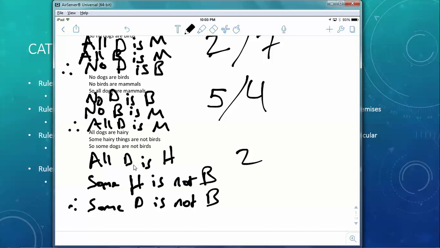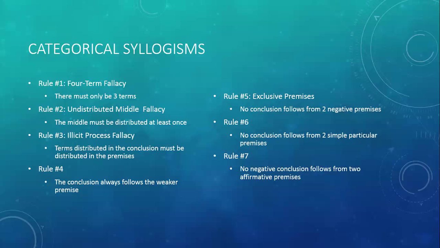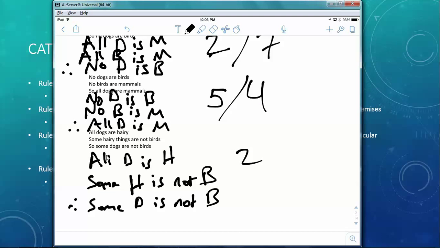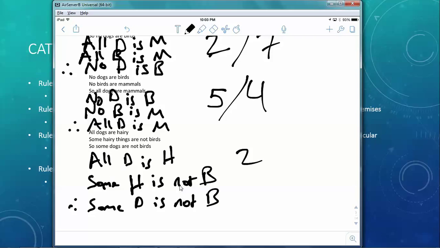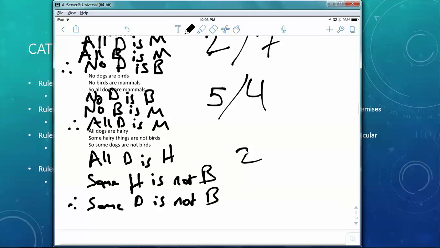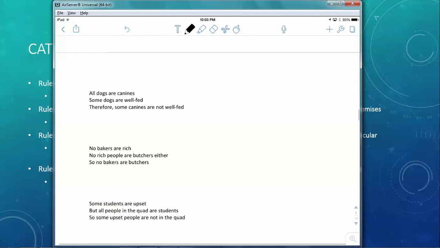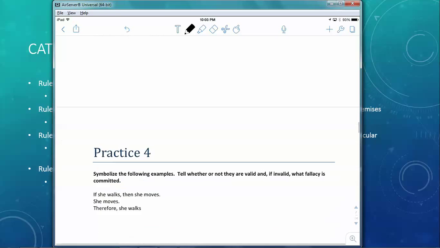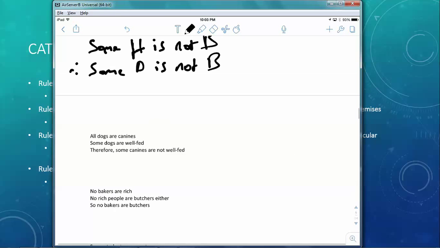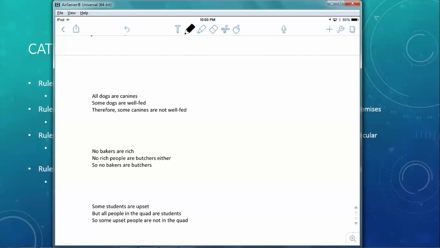I have a positive, affirmative premise, I should say. No conclusion follows from 2 simple particular premises. I have an "all," so I'm okay. And no negative conclusion follows from 2 affirmative premises, and I have a negative here, so that one's okay. All right, so rule 2 is the only one that is violated. Oh man, that's a lot. Okay, well, let's continue. All dogs are canines.